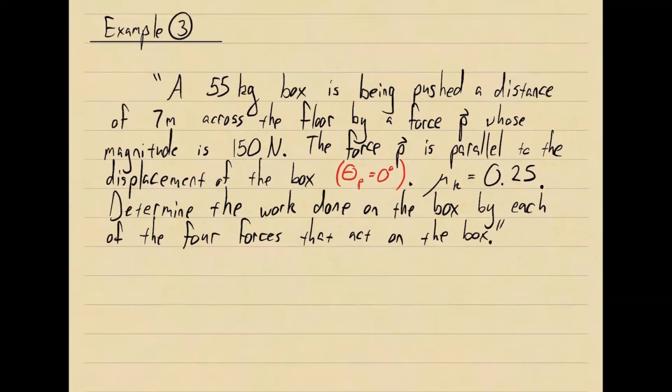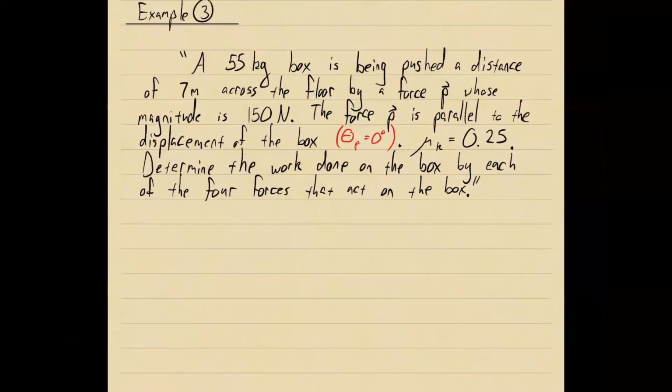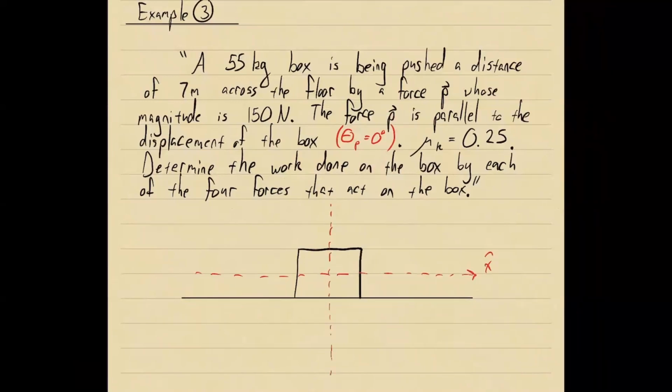All right, pretty standard work problem. So let's draw a picture. We have ground. We've got a box, which looks like this. I'm going to draw in a coordinate system where x goes to the right, and it's parallel to the ground. So this is x. I'm going to say that y is the vertical direction, like so. Positive y points up. And now I'm going to draw in the forces.